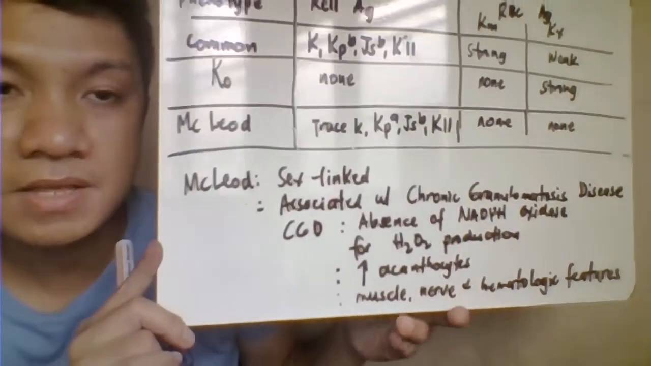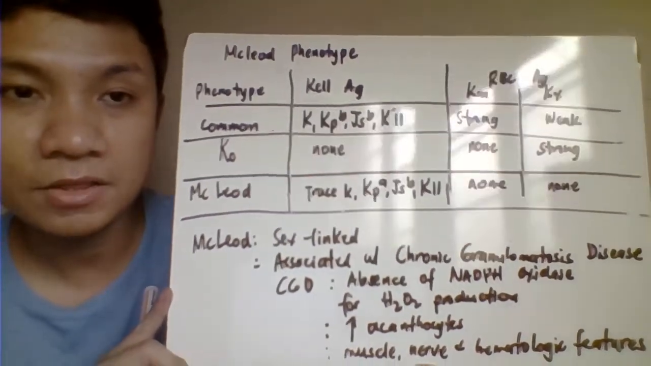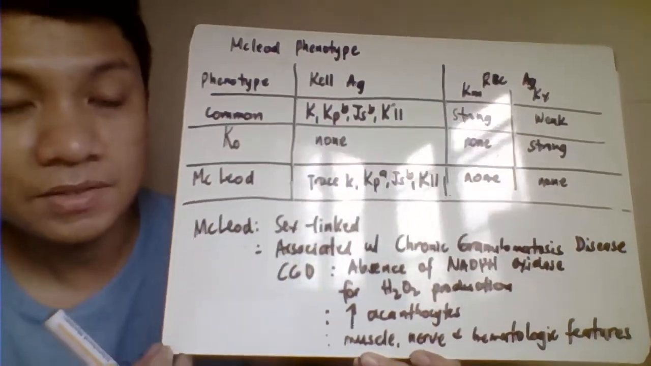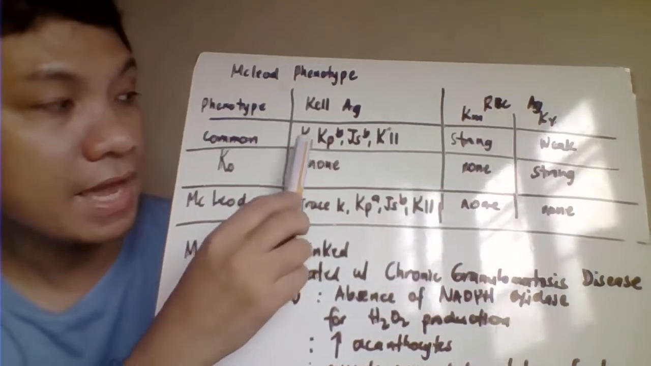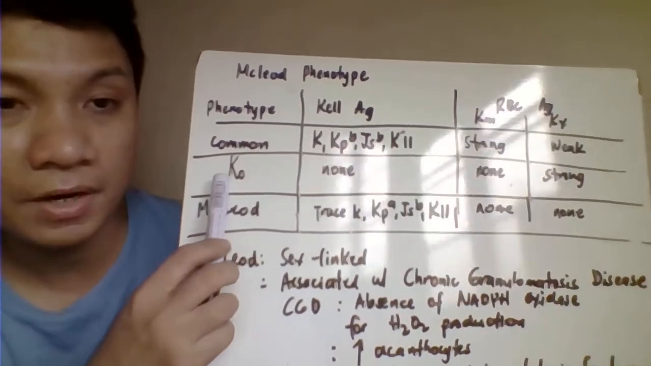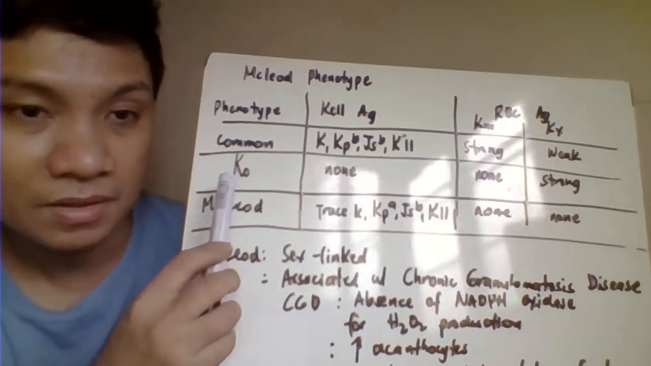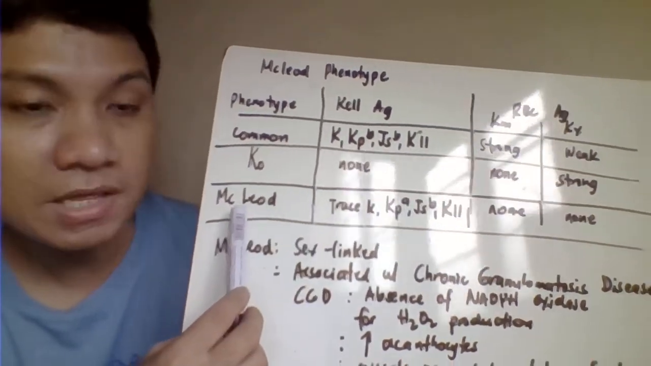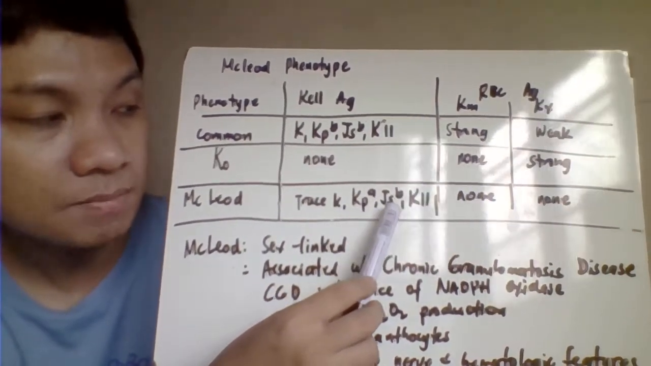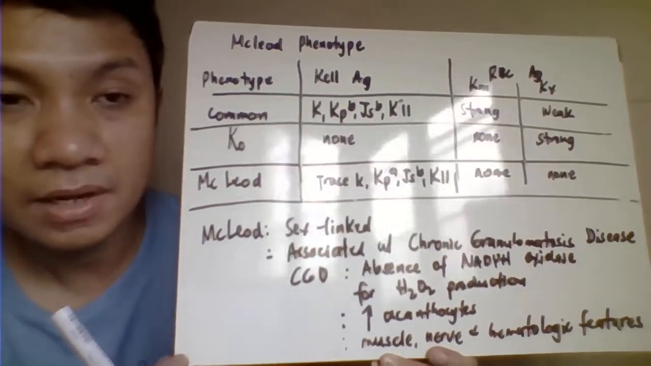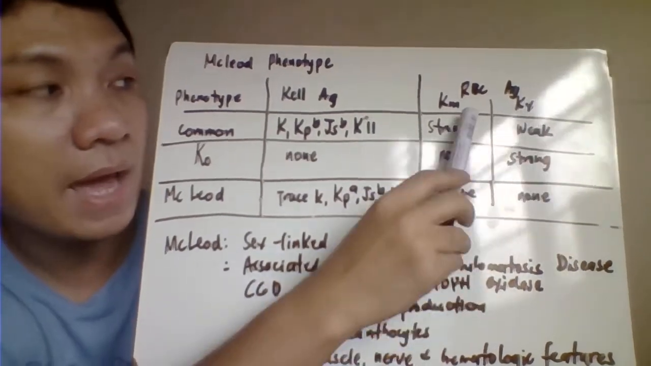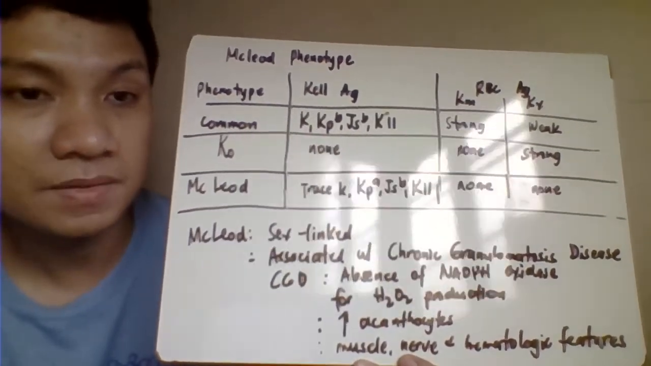Okay, then we have the different phenotypes related to your Kell blood group system. We have your common phenotype, which contains the following antigens: K, KPb, JSb, and K11. We have also the K0, or the null type, so it has no antigen. And we have the McLeod phenotype, which has trace small k, KPb, JSb, and K11 antigens. They are differentiated from one another by the expression of the Km and the Kx antigens found in the RBC membrane.